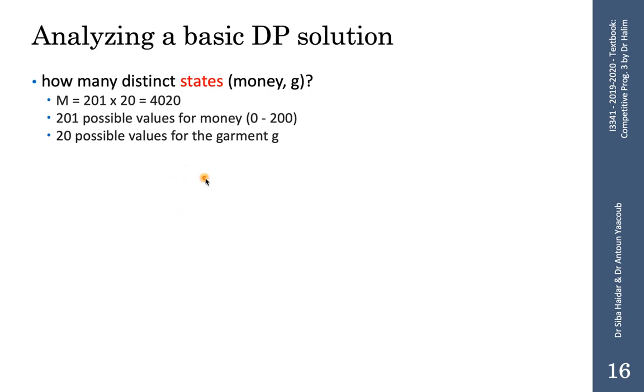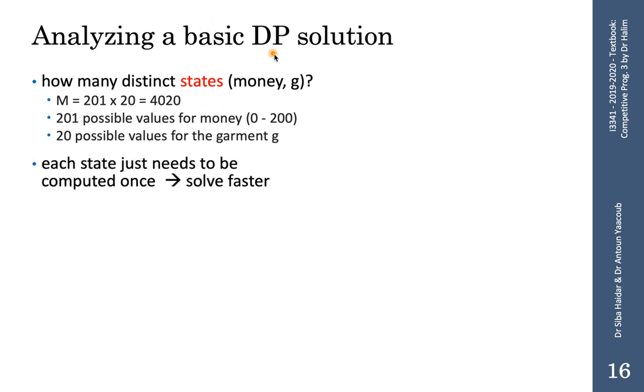In our problem of wedding shopping, how many distinct cases, how many distinct states, by states we mean the couple (money, g), do we have? In fact, for money, we have only 201 possible values, which goes from $0 to $200. They told us you have up to 200, a very small range. And also for the garment, you have only up to 20 garments. So there are 20 possible values for the garment. So how many possible states, after all, can I have? I can have only 201 times 20, which gives me 4,020 possible states.